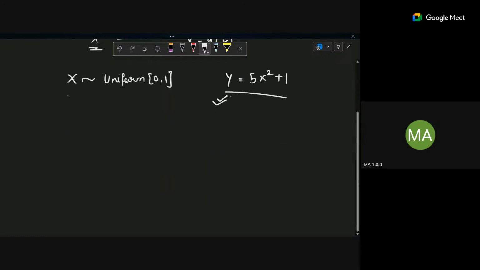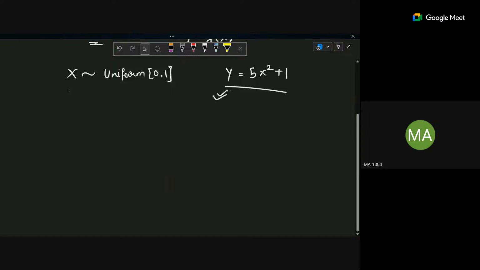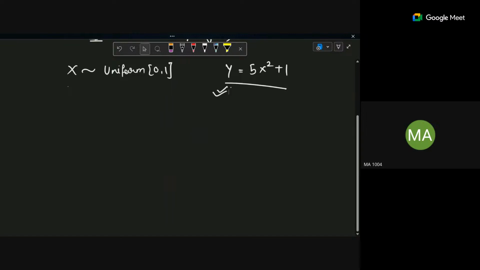To describe the distribution of y, what will be our first step? There are two ways. One way is you just directly find it. Just tell me what will be your line of action if this is the question in front of you, that x is a continuous random variable following uniform distribution over 0 to 1, and y is 5x square plus 1.